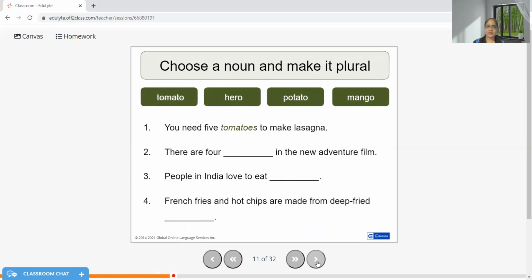Now we need to fill up these blanks and we need to convert the nouns into the plural. You need 5 tomatoes to make lasagna. There are 4 heroes in the new adventure film. People in India love to eat mangoes. French fries and hot chips are made from deep fried potatoes. The sentence itself is indicating that we cannot use the singular noun. Hence, we had to convert it into plural.